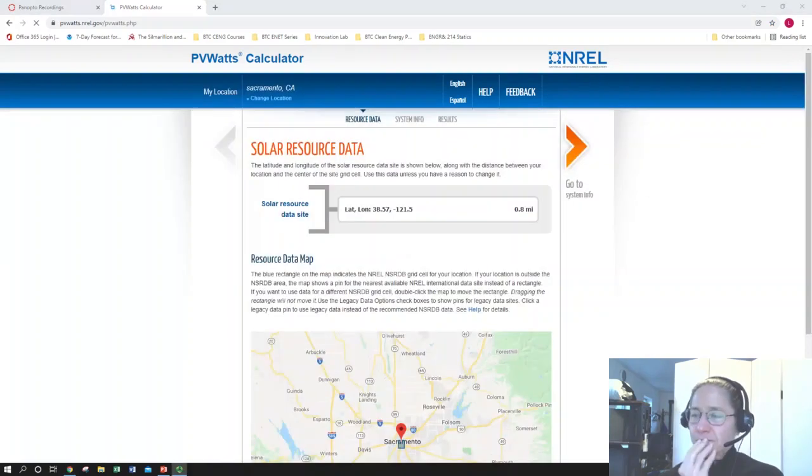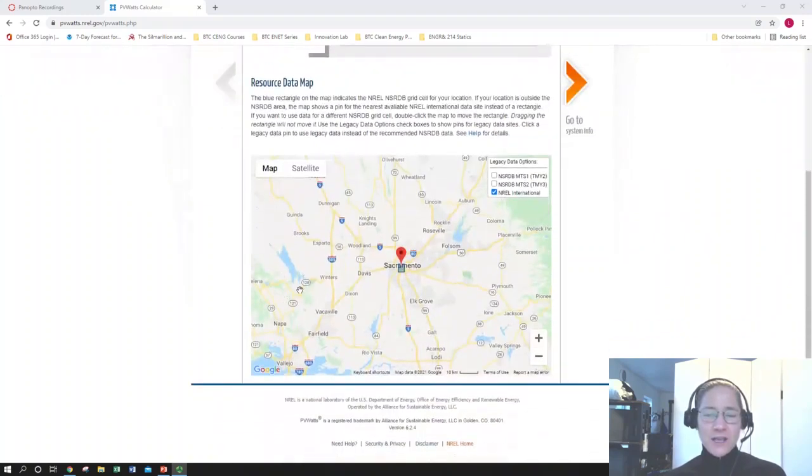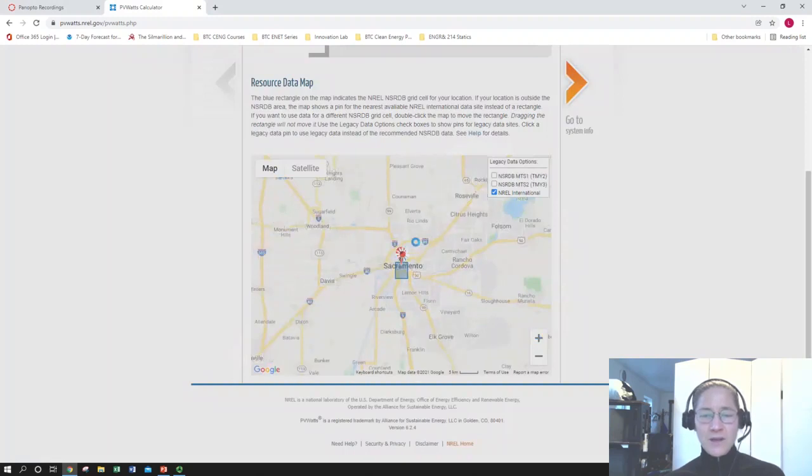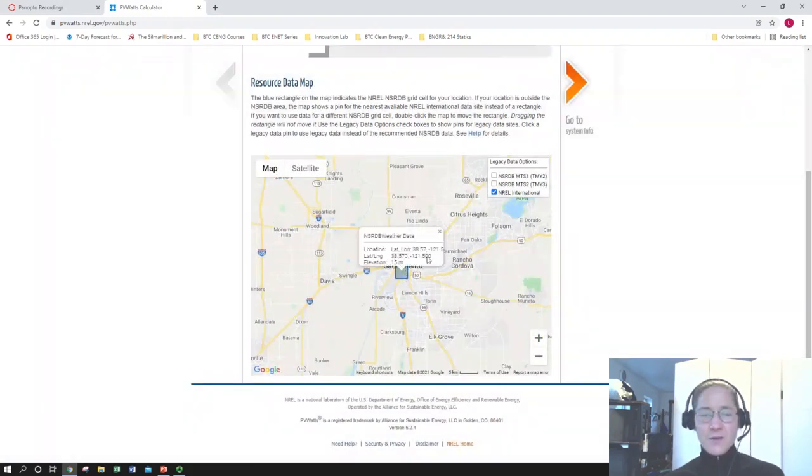Do a pause. Okay, we're pausing because I am using my bandwidth recording and also accessing PVWatts. Okay, so you can see that we are now looking at the PVWatts NREL data for Sacramento, kind of in the middle of town. You can zoom in a bit, taking some time, and you can see this little shaded rectangle is the actual geospatial area over which the data we're going to use is applicable.